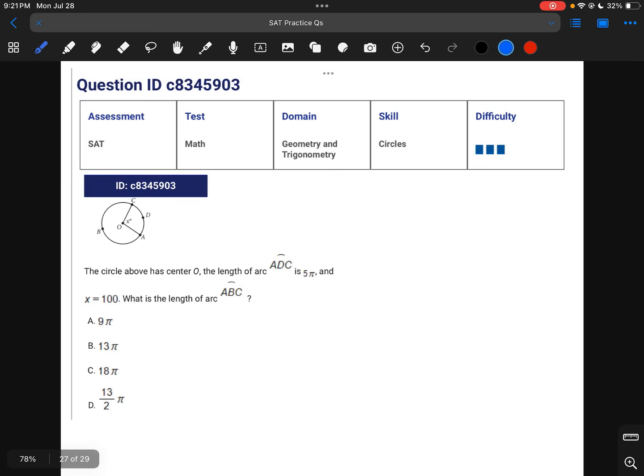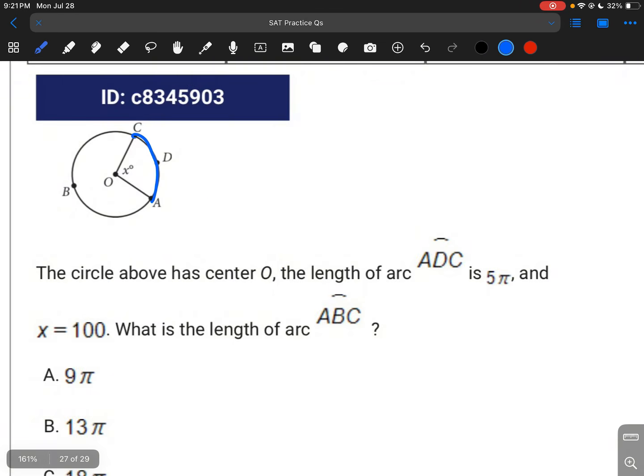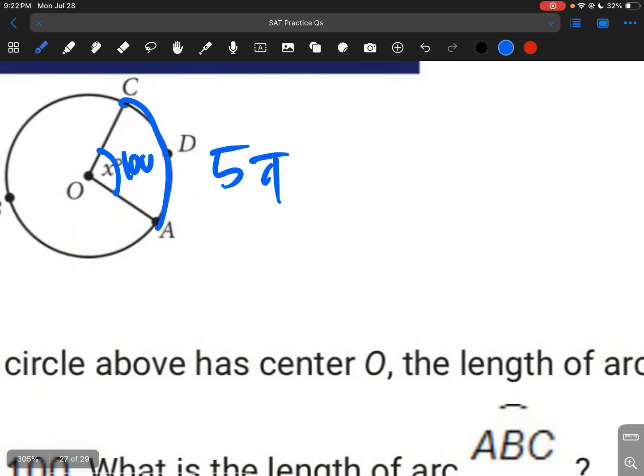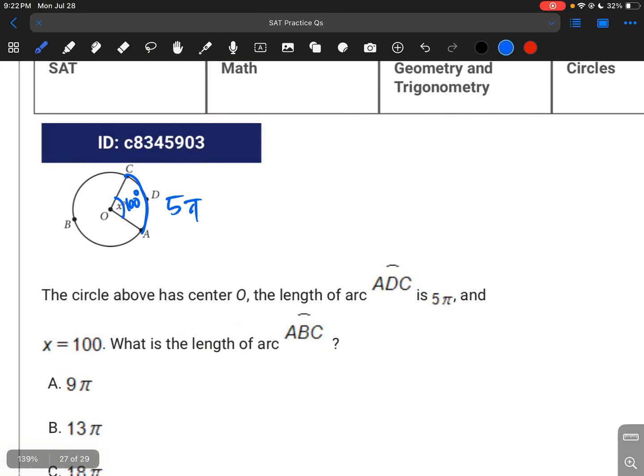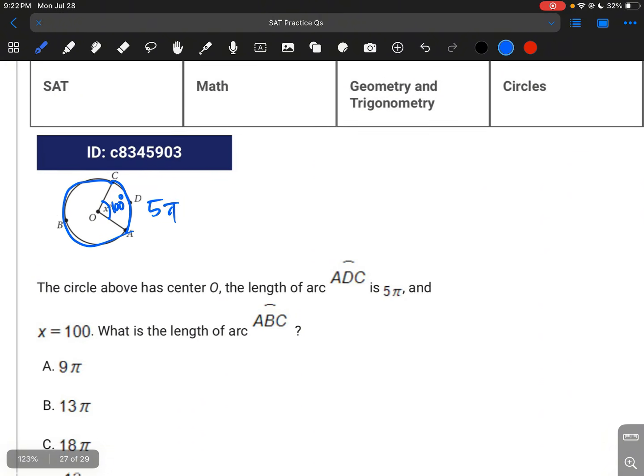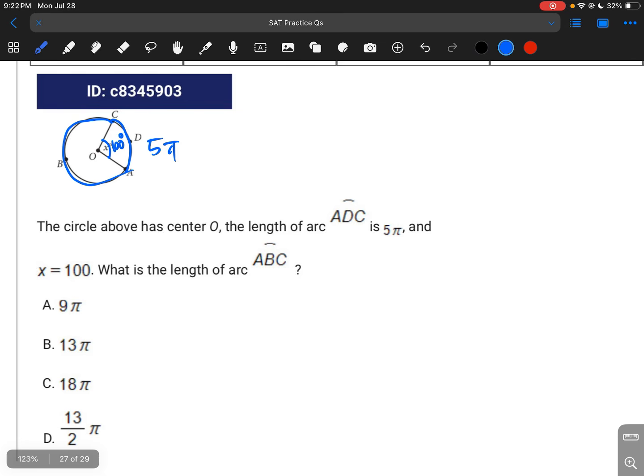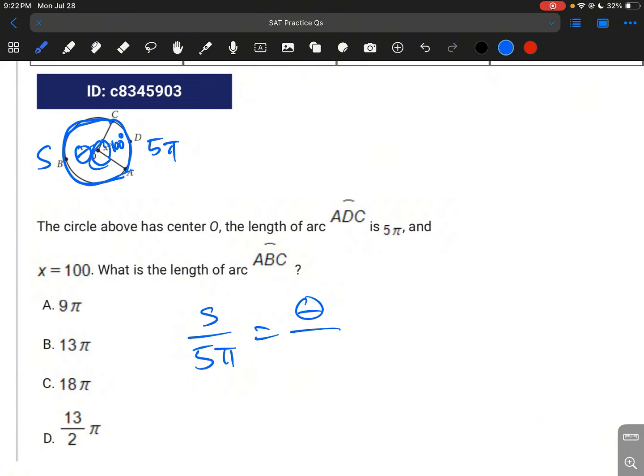So for this question, we're told that ADC is 5 pi, and this angle x is 100 degrees. And what is the length of arc ABC? Well, there is a relationship between the length of an arc and its corresponding angle. So if we call this arc length S, we can say S over 5 pi is equal to theta, calling this theta the opposite end of this angle that was given to us, over 100.